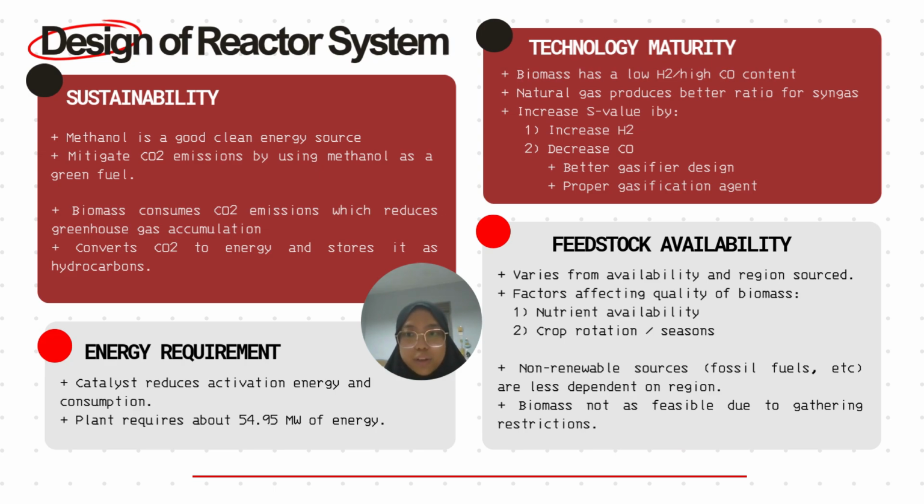Not only this, but also whether it's available or not. If a place has a lot of agriculture activities, then they can easily source a huge amount of biomass, whereas another place has limited agriculture lands or activities like that, then they will have less. This basically means that non-renewable sources such as fossil fuels, the natural gas that we use, are less dependent on region, which means if we were to change to biomass, it would be less feasible because of the restrictions.